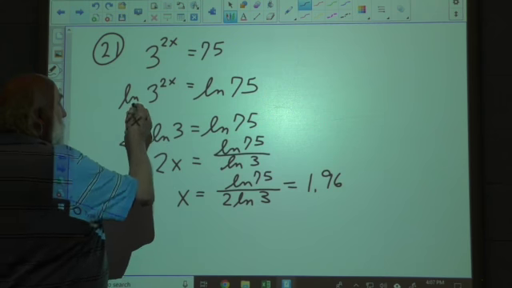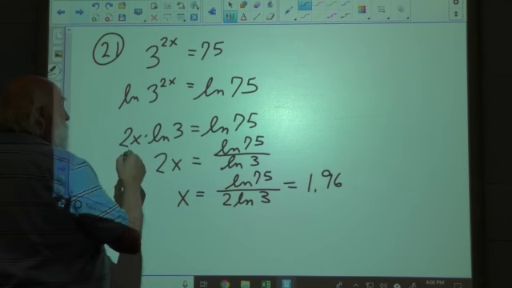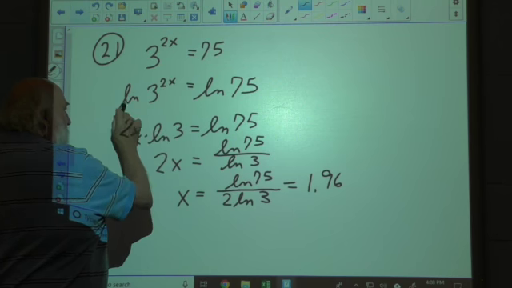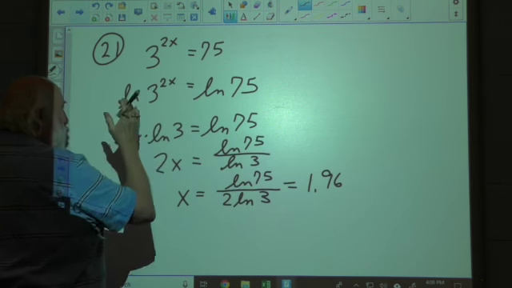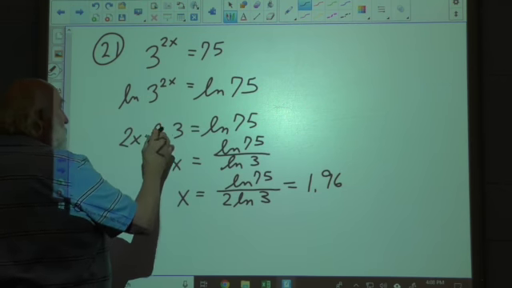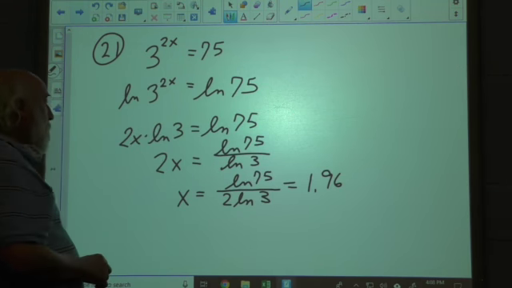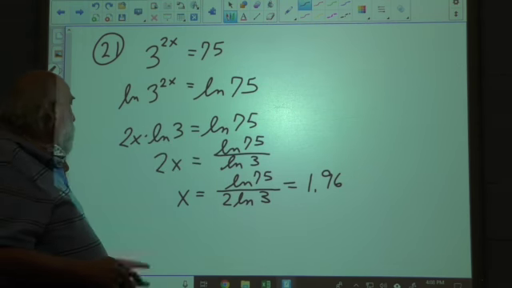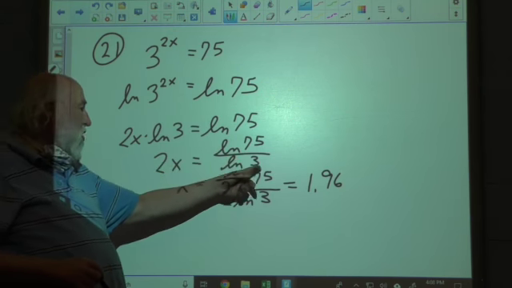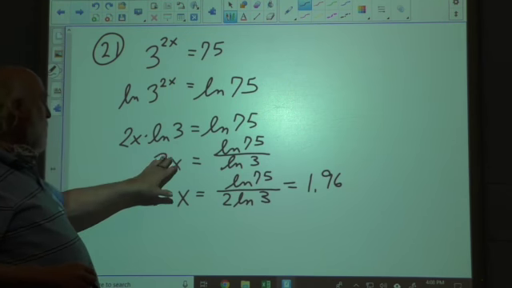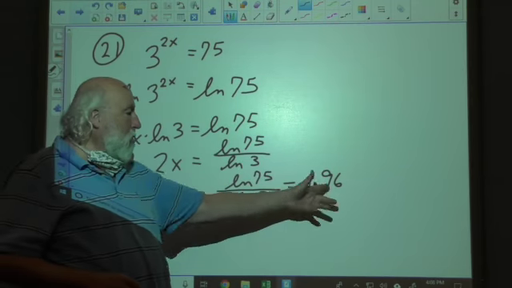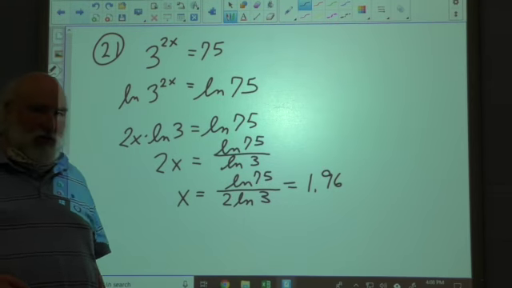So this is saying the log of 3 to the 2x power. And since we have a power of a power, this is an exponent here, this is an exponent here, so the two exponents are going to multiply together. So 2x times the log of 3 equals natural log of 75. Divide both sides by natural log of 3. We get 2x equals natural log of 75 over natural log of 3. Get the x by itself by dividing by 2. So putting that in the denominator, type it all out. Your answer is 1.96. Round it off.